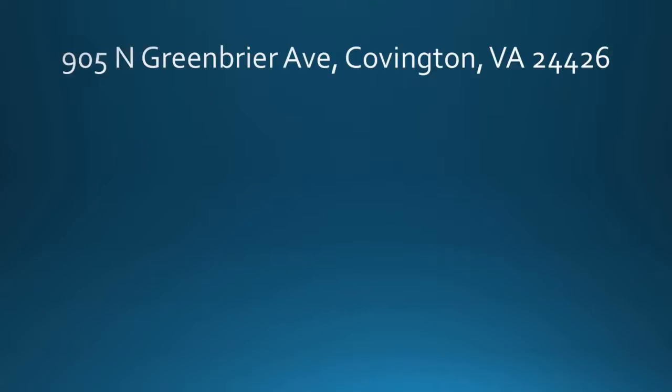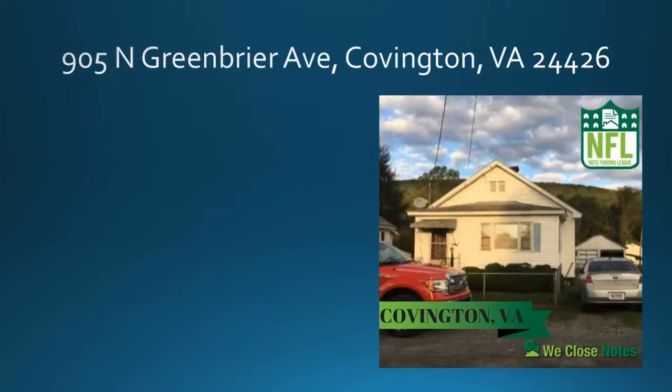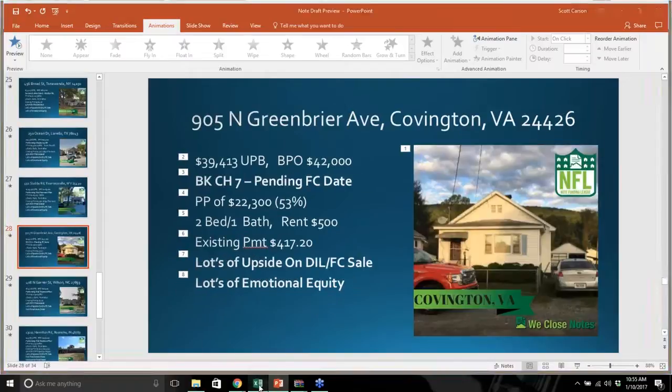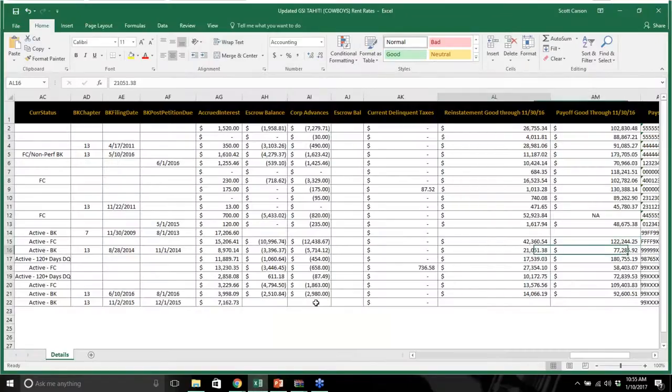All right. Covington, Virginia. Virginia is a relatively fast foreclosure state. This one is on Greenbrier Avenue. BPO is 42. Got quite a bit of interest on this one. UPB is 39. This is a BK Chapter 7 with a pending foreclosure date. So let's look at this. Covington, PA.